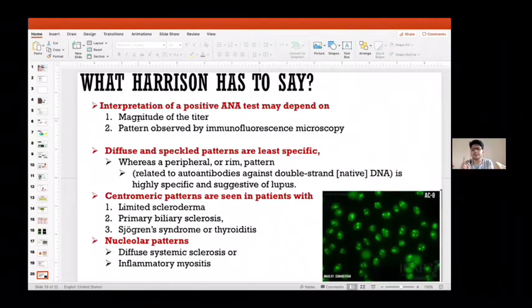So if someone tells me strong positive or very strong positive, or in a true sense 3 plus or 4 plus, then okay, I am in. It looks like a positive test. Second, the pattern observed by immunofluorescence microscopy.